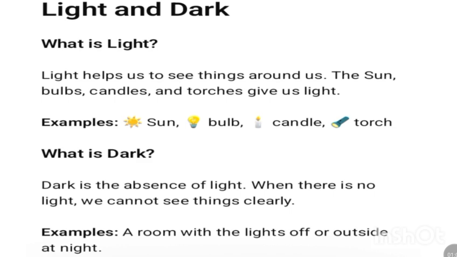So, what is light? Light helps us to see things around us. The sun, bulb, candle, and torch give us light. What is dark? Dark is the absence of light. When there is no light, we cannot see things clearly. Example: a room with the light off, or outside at night. So, it is light which helps us to see things clearly.